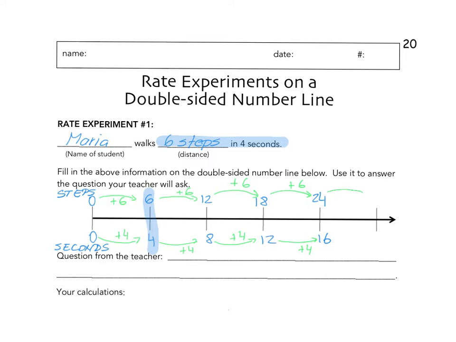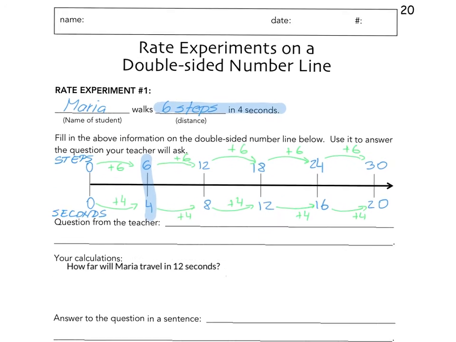And the last one, I have to add 6 more steps in 4 seconds, which is going to give me 30 steps in 20 seconds. So this is the completed double-sided number line. And now I'm going to pose a question that we're going to have to answer. The question is, how far will Maria travel in 12 seconds? Okay, so this is the question, how far will Maria travel in 12 seconds?